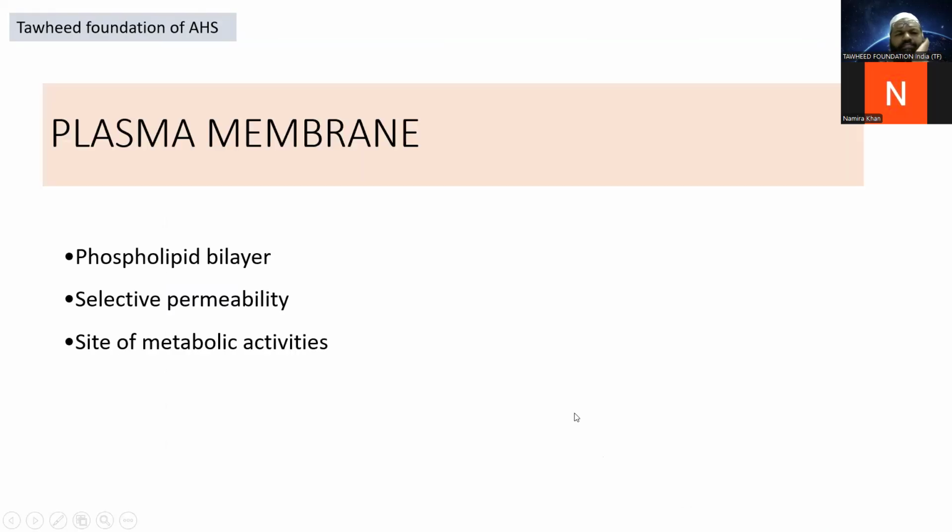Plasma membrane. Phospholipid bilayer. The plasma membrane is a phospholipid bilayer composed of hydrophilic, which is water attracting, heads facing outwards, and hydrophobic, water repelling, tails facing inward. Embedded within this bilayer are proteins that serve various functional roles.